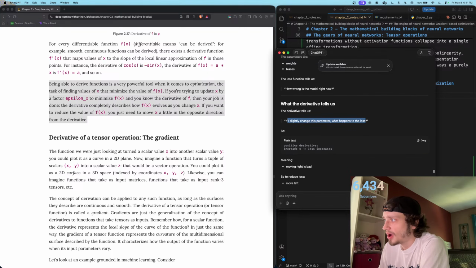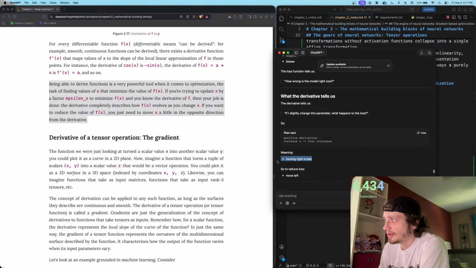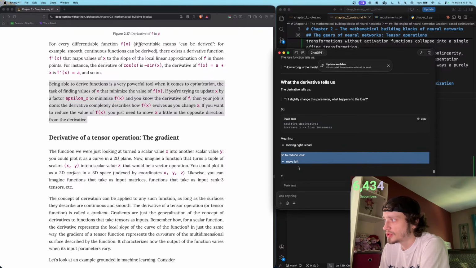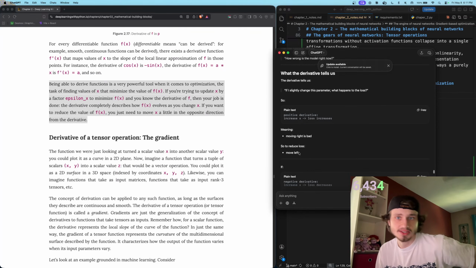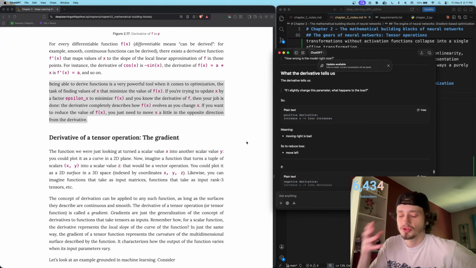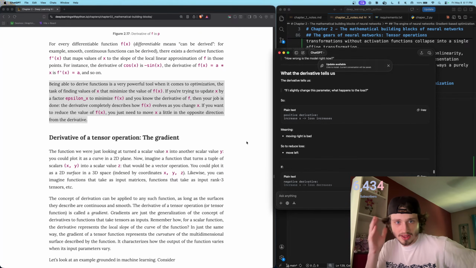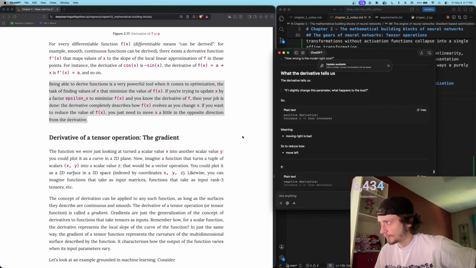A positive derivative means if we increase x, the loss increases. Moving right is bad, moving left is good. We want to reduce the loss, in terms of increasing x or decreasing x, moving right on an axis or left on an axis. You really have to think and visualize this as axes and like a geometric plane in your head. It really helps.